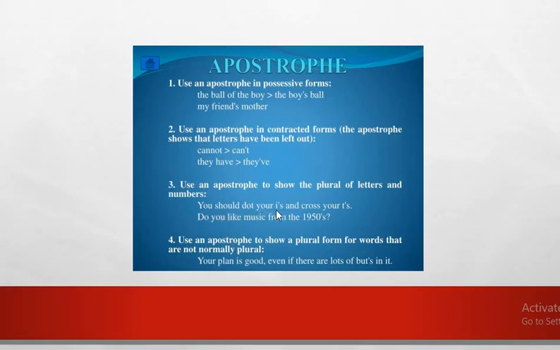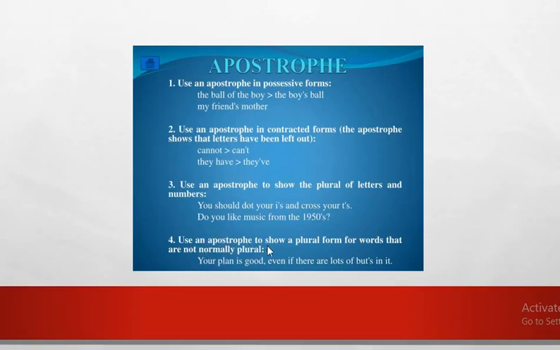You should dot your i's and cross your t's. Do you like music from the 1990's? Here this apostrophe s, this apostrophe s and this apostrophe s show the plural of letters.